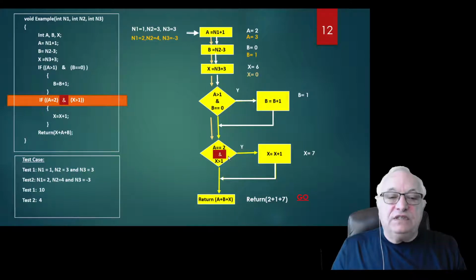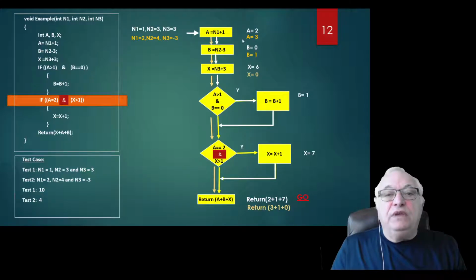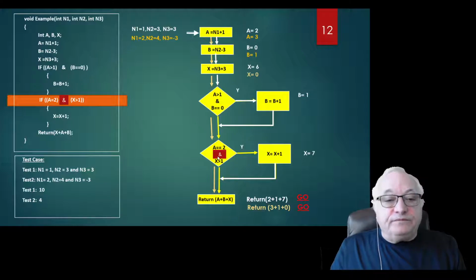Now we get to the second decision. Is a equal to 2? The answer is no, a is equal to 3. So this is an and, so it just drops down, and then we find out that the return value is going to be a equal to 3, b equal to 1, x equal to 0, which is 4. So what happened in this case is we were not able to detect if somebody had made a mistake between an or and an and.